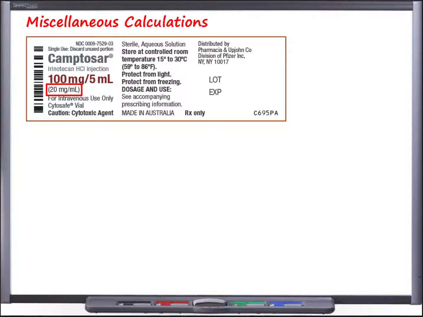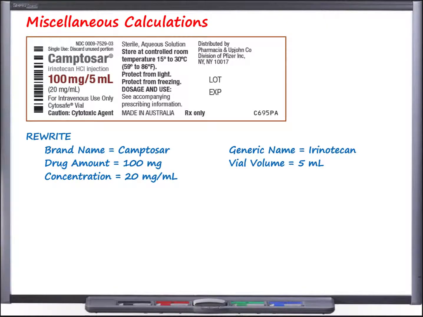So to extract off of that information, just mathematically here, what we've talked about so far is that from the label, you can tell that this is the brand name product Camptosar, the actual drug is irinotecan, that there is 100 milligrams total in the vial, and the vial contains a total volume of 5 milliliters, but the actual concentration of each milliliter in the vial is 20 milligrams per milliliter.